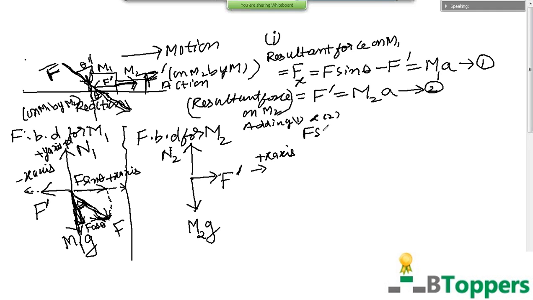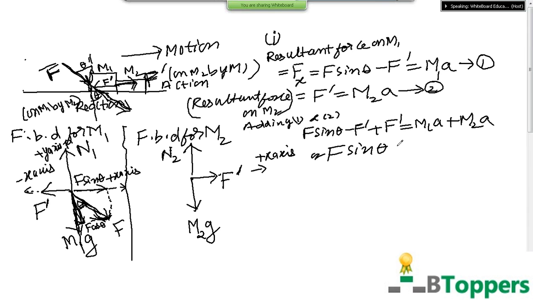So F sin theta minus F dash plus F dash equals M1A plus M2A. So you can write F sin theta equal to (M1 plus M2) into A. So the magnitude of the acceleration of the blocks is equal to F sin theta by M1 plus M2.